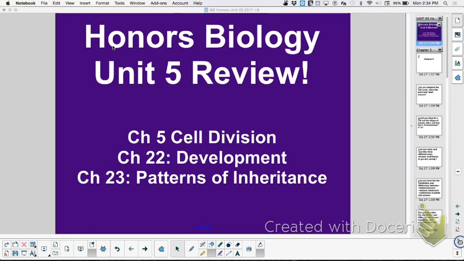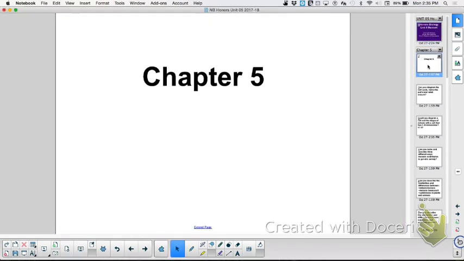And then last but not least, then we go into chapter 23, patterns of inheritance, which is how is it that our chromosomes influence the proteins that we make and control those processes. So always go back to the big ticket items, you know, the purpose of each thing as you go through. So there's some questions here we'll work through with chapter 5, first of all, which was cell reproduction.